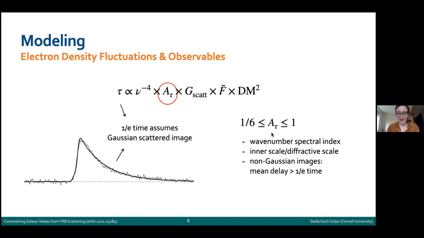And the exact value of A tau depends on the spectral index of the turbulence wave number spectrum. And it also depends on the ratio of the inner scale to the diffractive scale. And so we don't in practice know these parameters for a given medium. And so we just leave A tau symbolically in our equation and propagate it through.